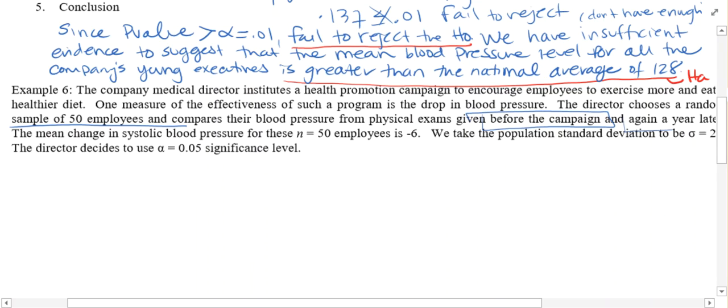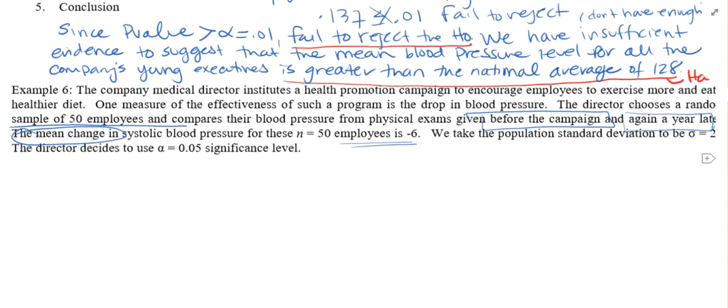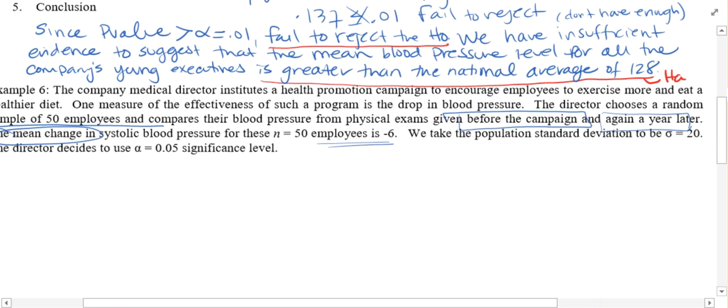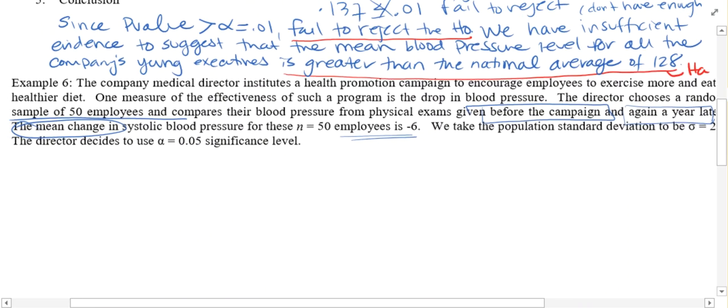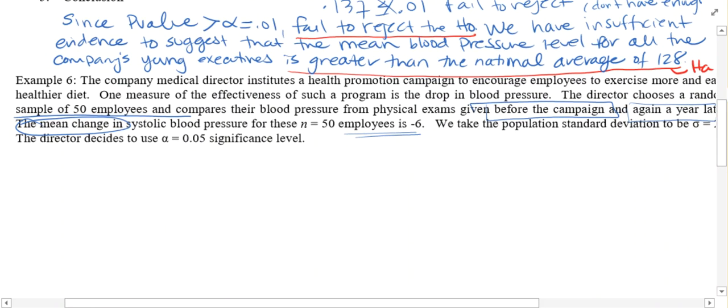Okay, and again a year later. Do we recognize the situation before and after? We'll talk about that in a second. The mean change in systolic blood pressure from these 50 employees is -6. We take the population standard deviation to be 20. The director decides to use an alpha level of 0.05.